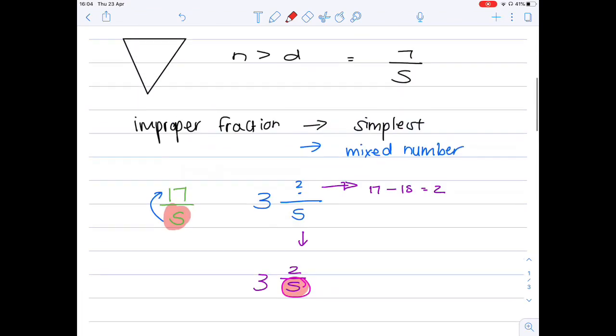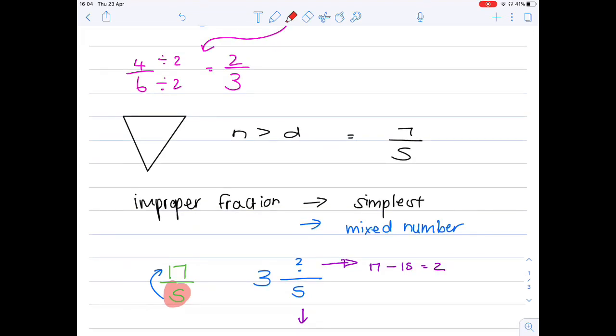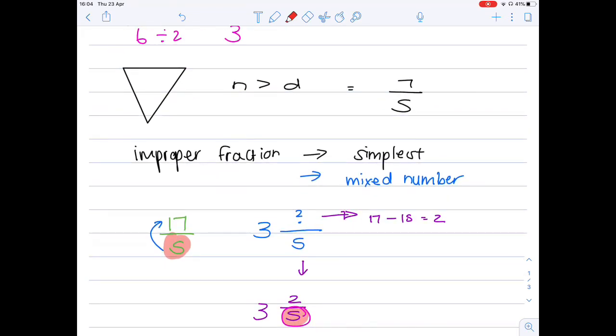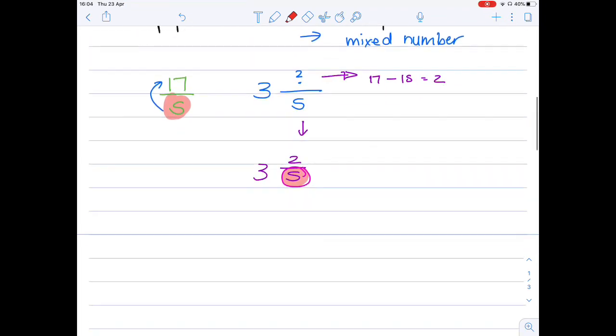So that's actually quite easy. In calculations, when you add or subtract fractions, you might find that you end up with an improper fraction. Don't leave it at that step. Remember to change it back. Any fraction needs to be in its simplest form.